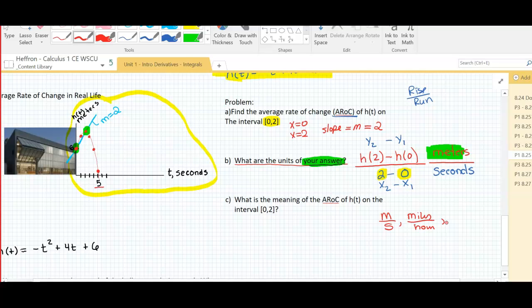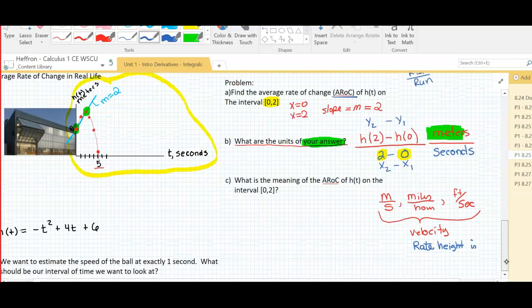Isn't it speed or velocity? Yeah, it's speed or velocity. The other one I was thinking about is feet per second. That's another. These are all units of velocity. And velocity is really something called a rate. In this case, it's the rate distance, or height. We'll say height in our problem. It's the rate height is changing over time.